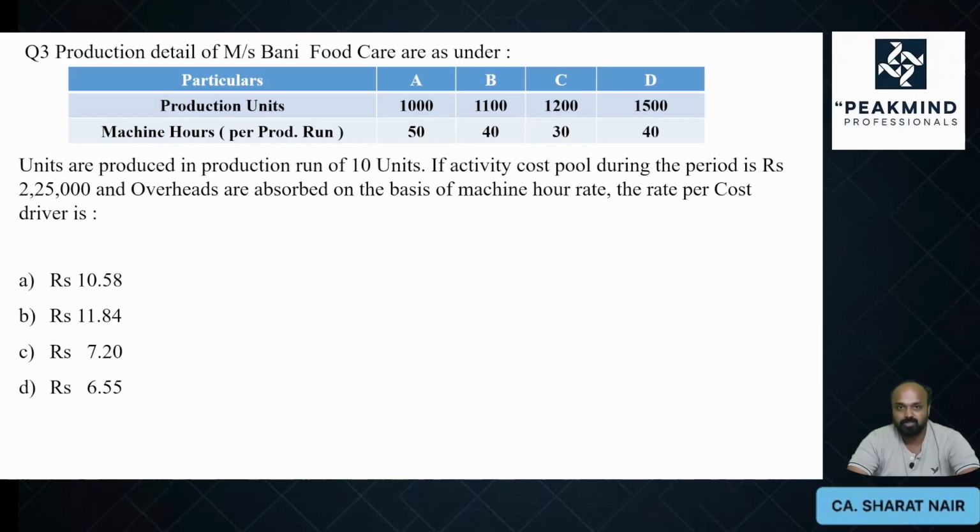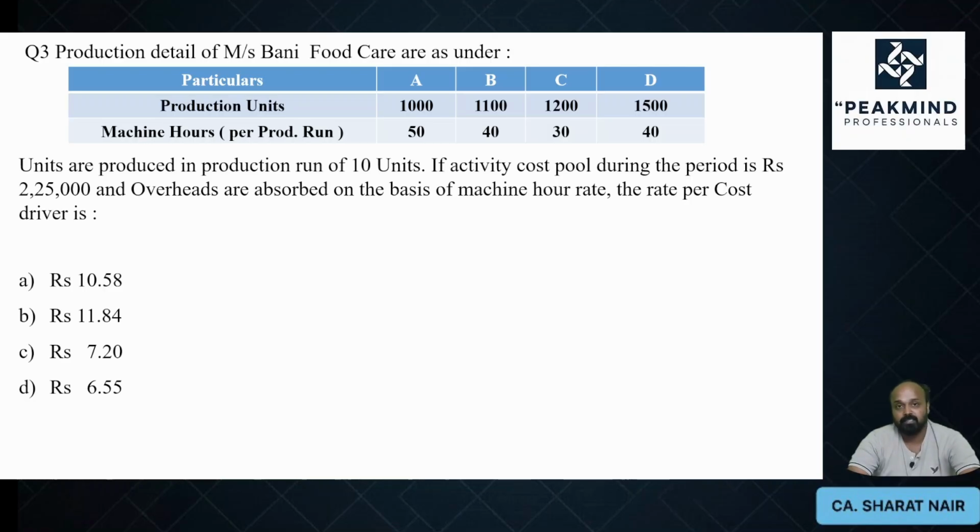Going to the third question, it is a little numerical question. So let's start discussing it. There is a company which is engaged in manufacturing four products. They have given us the production units of each product A, B, C and D, which is 1000, 1100, 1200, 1500. They have also given the machine hours required for each production run for each product, which are 50, 40, 30 and 40 hours respectively.